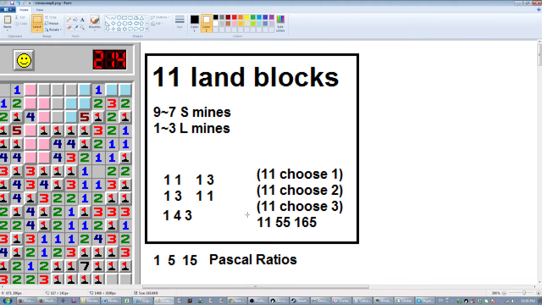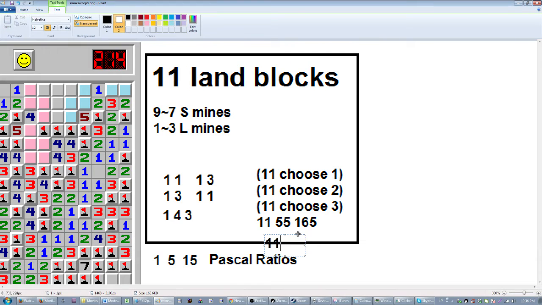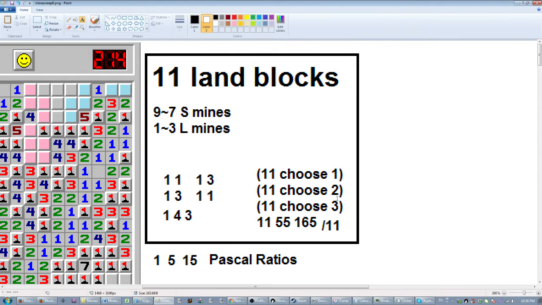So if you keep going down, you get to the 11th row. The first, second, and third number of the 11th row is these numbers. But I went with 1, 5, 15 because you can divide all of these by 11. I'll just write here: divide by 11.